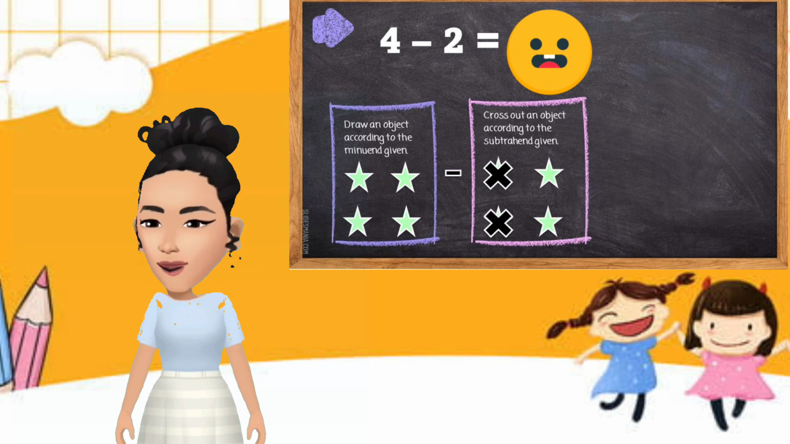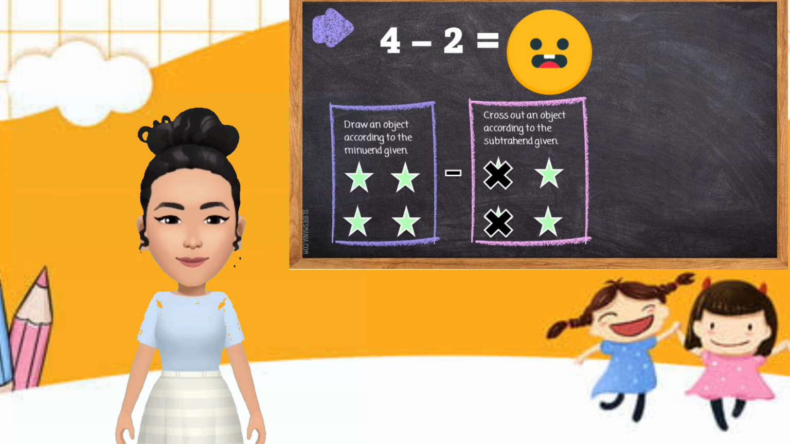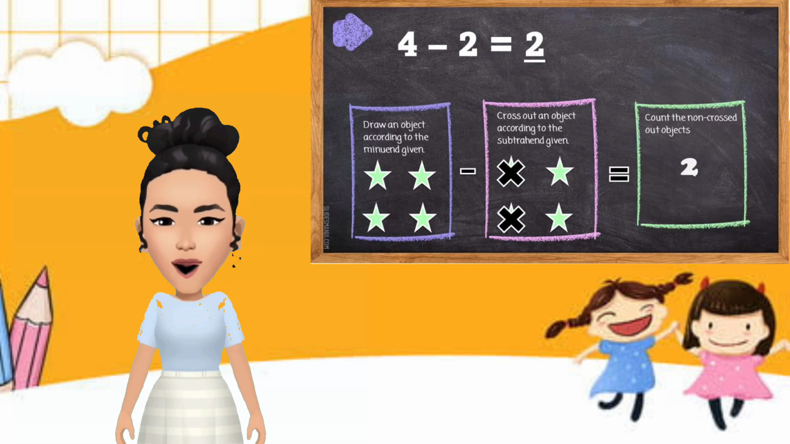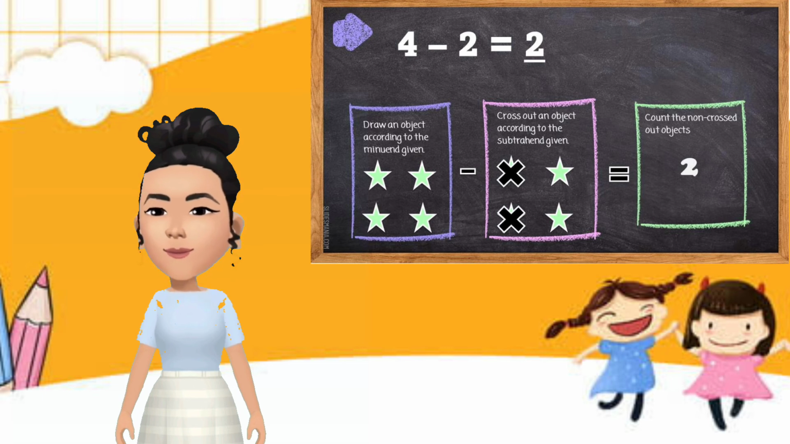Okay? Let's cross out. We have 1, 2. So we've crossed out already the stars. And then, just like the first example, to know the difference or to know the answer, we will count all the remaining stars, all the remaining objects that were not crossed out or taken away. So in this example, we have 2 stars left. These 2 stars were not crossed out. So our answer is 2. The difference is 2. So again, 4 minus 2 is equals to 2.